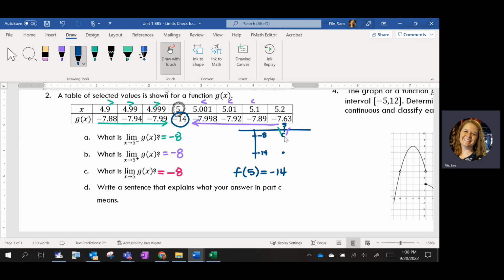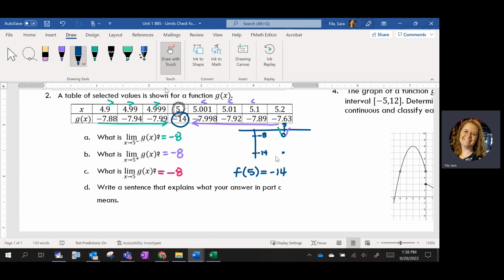So what happens here is there is a hole. So what type of discontinuity is that? This is a removable discontinuity. So you need to be able to read this table and see, okay, from the left and from the right are equal, but it's not equal to the evaluation. That is a removable discontinuity, okay?